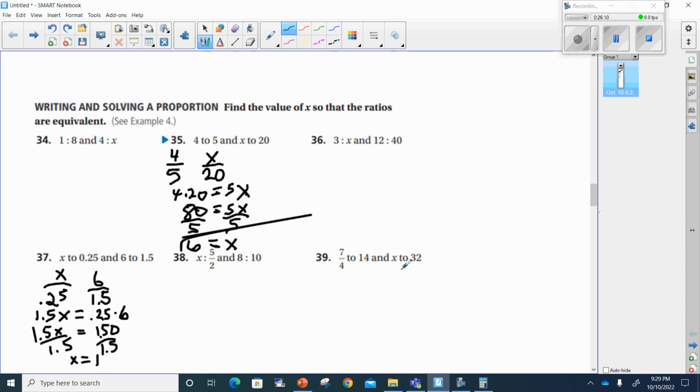All right, let's go to number 39. It says 7 over 4 to 14. So now I've got 7 over 4 to 14, and x to 32. So now this is going to give me, I'm just going to bring this over here, 7 over 4 times 32 has to equal 14x.